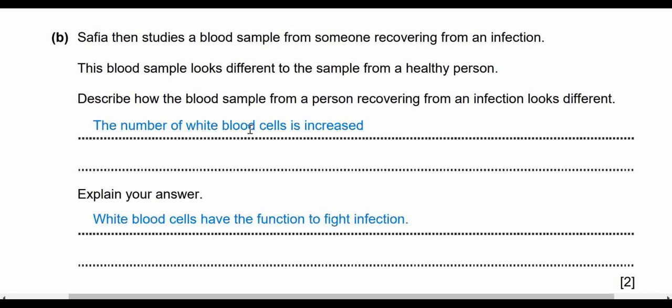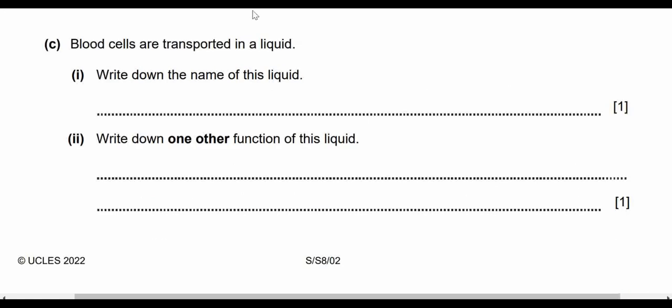The number of white blood cells is increased. Explain your answer: white blood cells have the function to fight infection. So a person recovering from an infection will have increased white blood cells as their function is to fight infection.